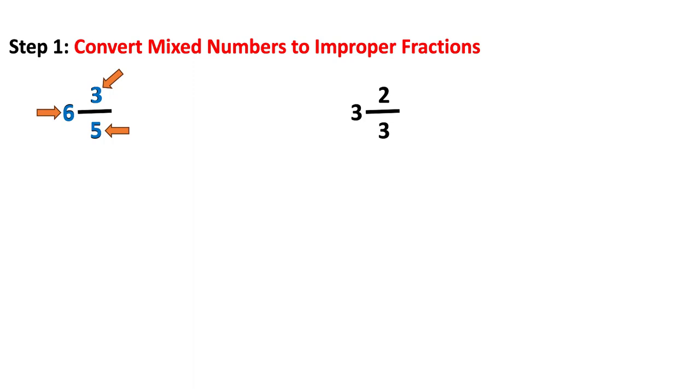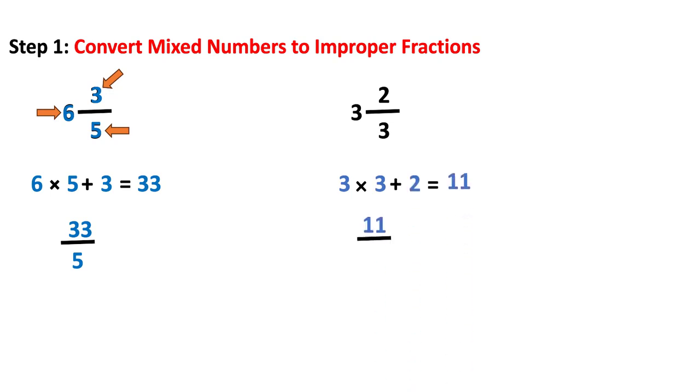Convert 6 whole 3/5 first. 6 times 5 is 30, and adding 3 equals 33. Write 33 as the numerator, and keep your denominator the same as 5. Now let's convert 3 whole 2/3. 3 times 3 is 9, and adding 2 gives 11. Write 11 as the numerator, and keep your denominator the same as 3.